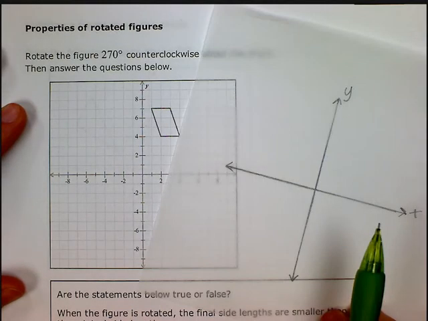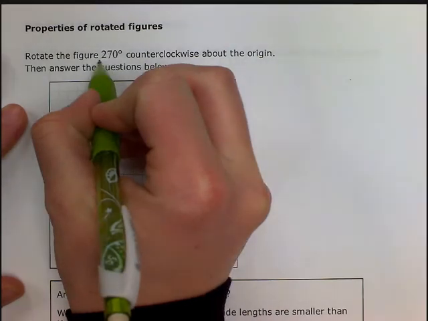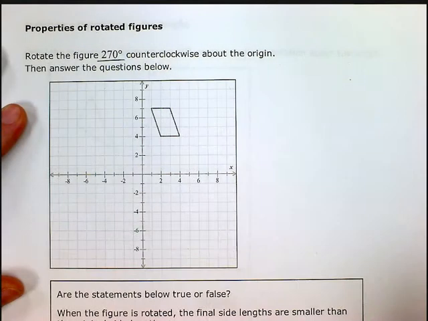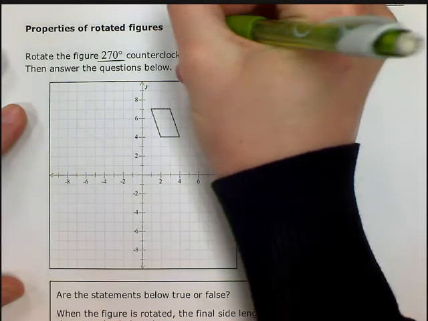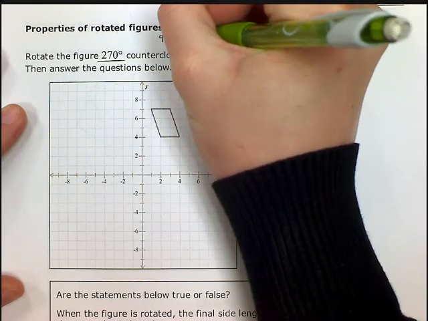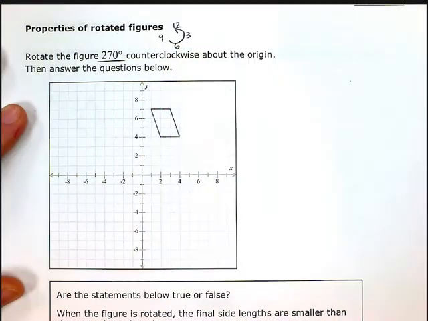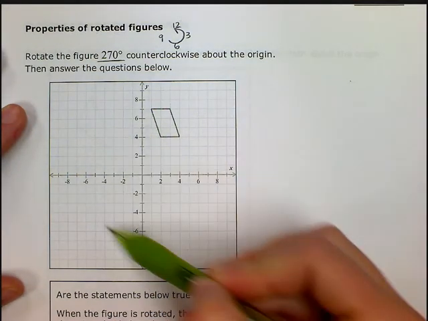to do this rotation. Okay, but before I even get there, we need to think about what this means. 270 degrees is 3 quadrants. Okay, and counterclockwise, if you think about a clock, is going opposite of a clock. So not following the clock, but going backwards. Okay, that's counterclockwise. So I'm going to be taking this object and rotating it 3 quadrants to the left here.